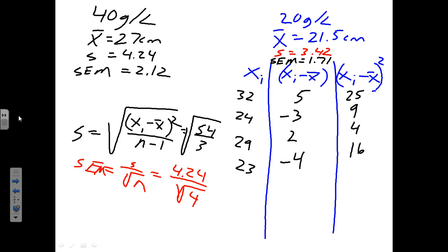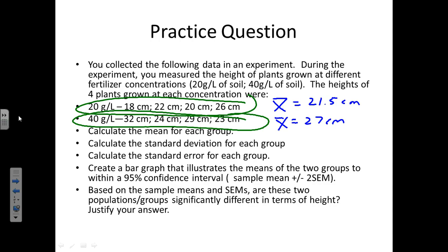All right, I'm going to back up to the problem here for just a second. Remind us what the problem was. So we calculated the mean. We calculated the standard deviation. We calculated the standard error. We did those first 3 parts. Now we've got to create a graph. And it may not say a bar graph, but it tells us to create a graph that illustrates the means.